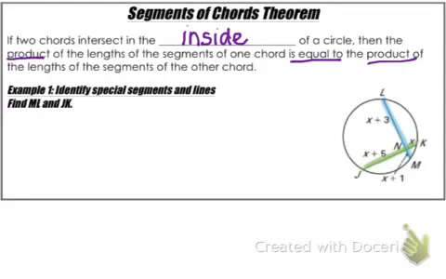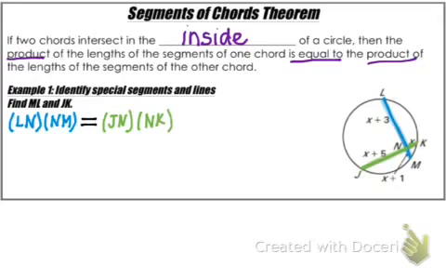So we're going to start with chord LM, which its first part is LN. So LN times NM is equal to JN times NK.